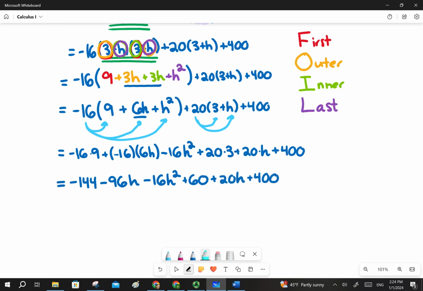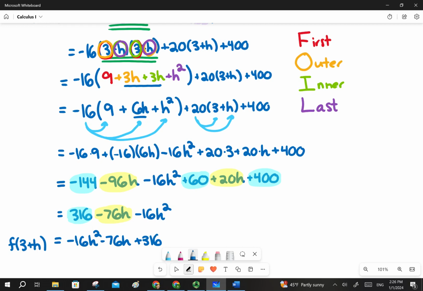Again, I can combine like terms. This time, I can combine both the constant terms, negative 144, 60, and 400, and the h terms, negative 96h and 20h. Negative 144 plus 60 plus 400 equals 316. And negative 96 plus 20 equals negative 76. So the simplified expression is f of 3 plus h equals negative 16h squared minus 76h plus 316.